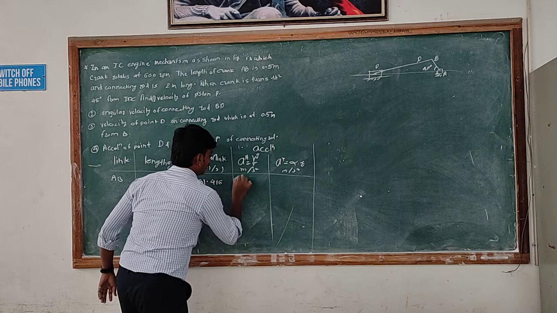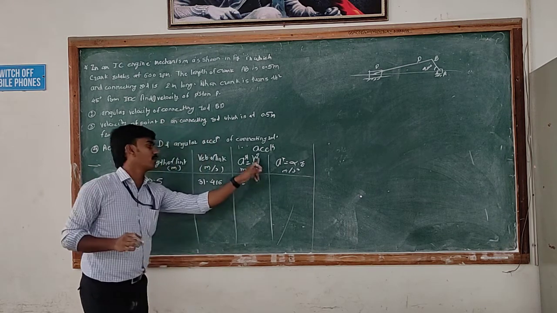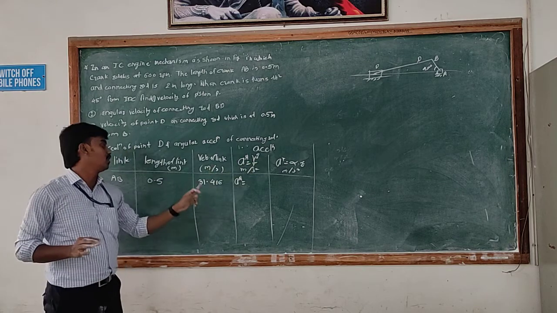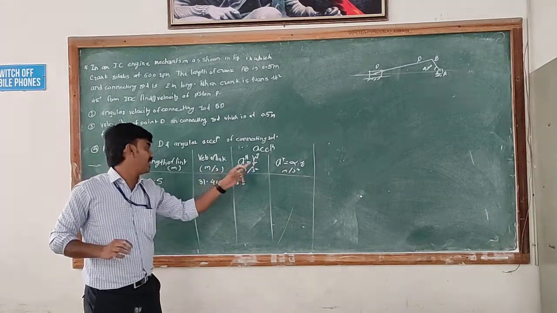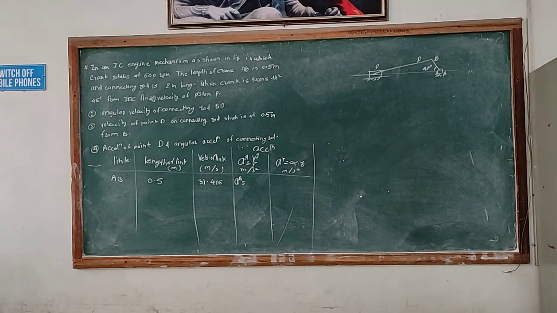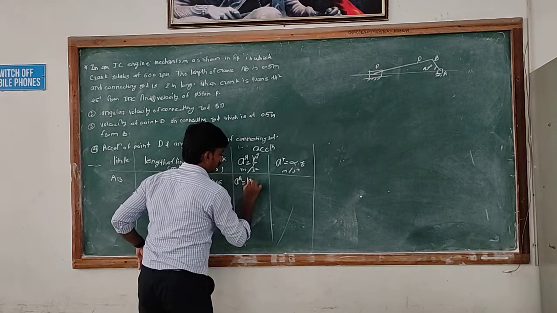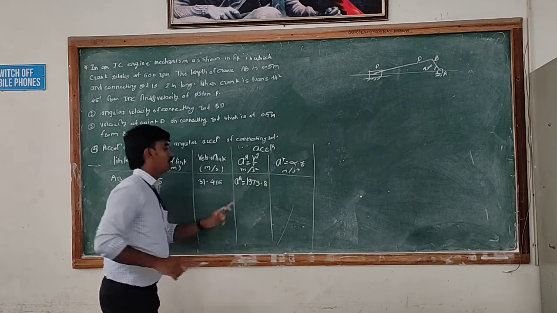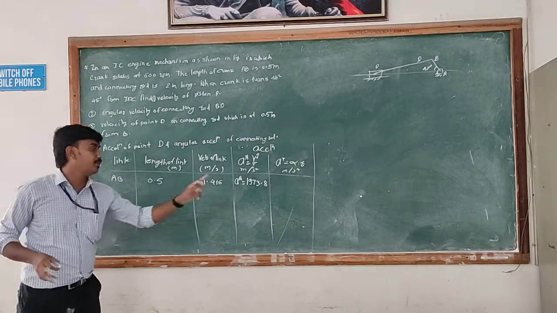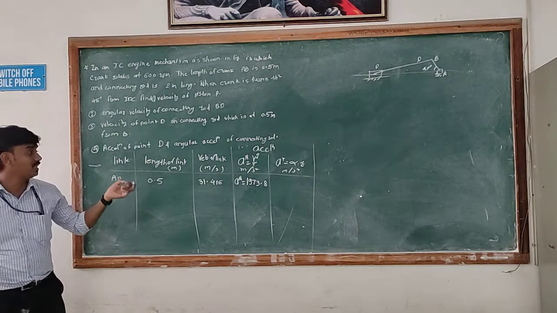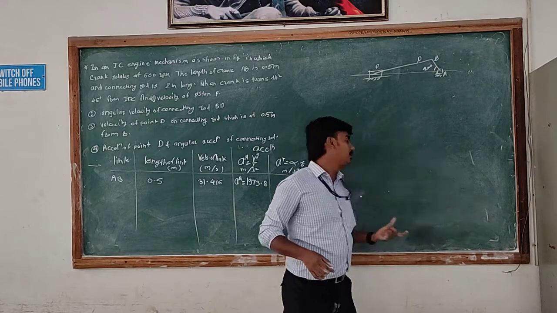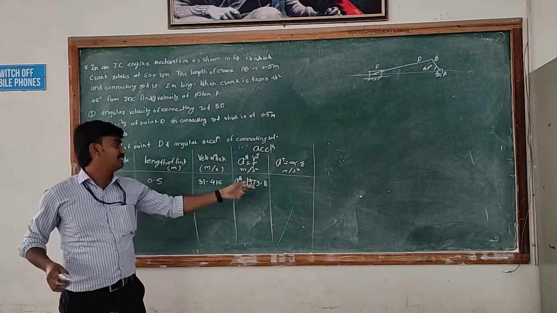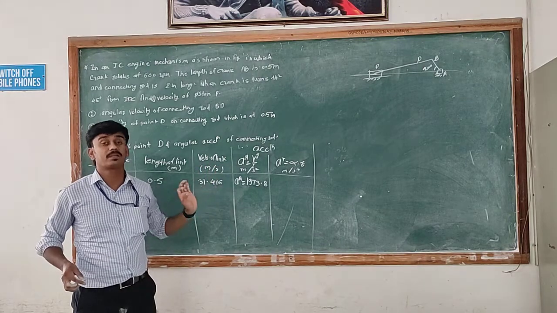Now we will find out its normal acceleration. The formula for normal acceleration is v square upon r. The velocity is 31.416 meter per second and its length is 0.5. If we calculate the normal acceleration of the link AB, it becomes 1973.8 meter per second square.